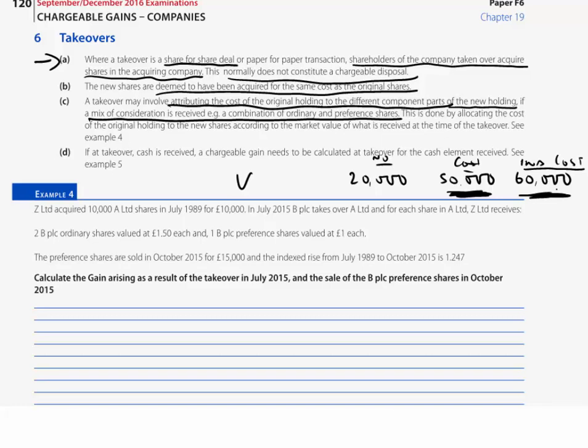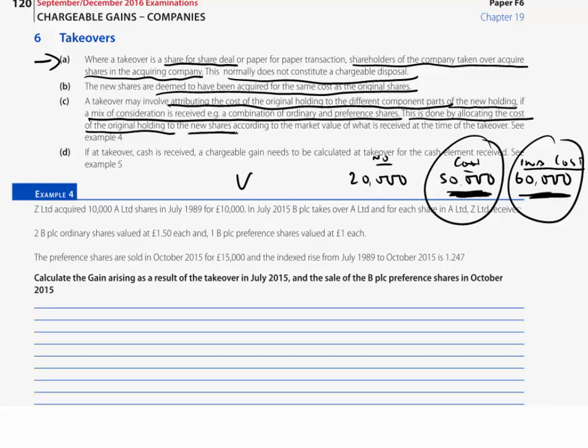I've got to allocate those now to two things: the ordinary shares I acquire in V, which will be in one share pool, and the preference shares I have in V that will be in a different share pool. How do I do that? This is done by allocating the cost of the original holding, 50, and as I said, if applicable, the index cost, allocating the cost of the original holding to the new shares according to the market value of what is received at the time of takeover. And for this, as I say, we'll see example 4.